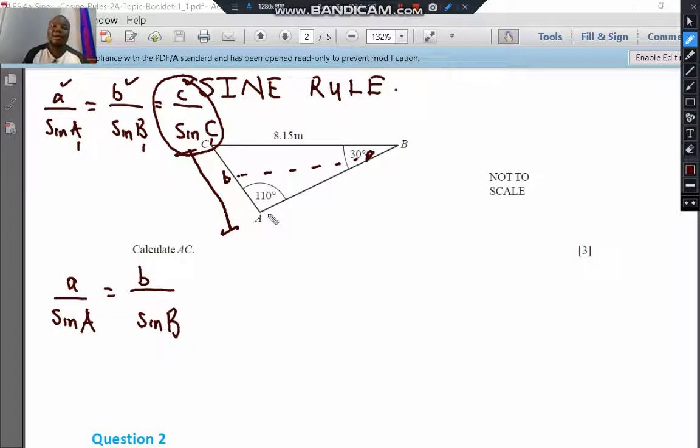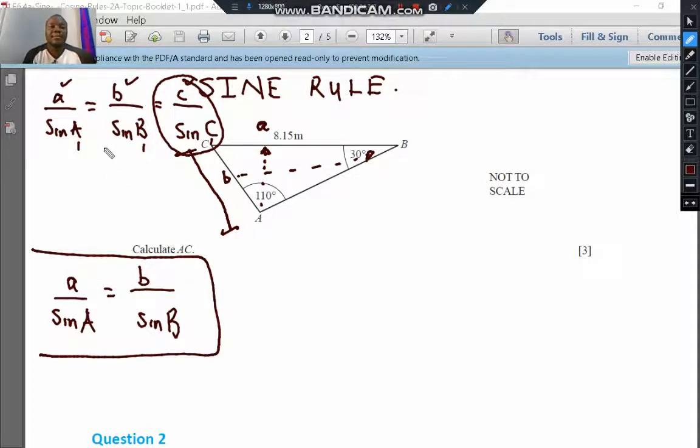And then if you look at 110 here, this is angle A, meaning the other side, which is opposite the angle A, would be our small a. Now how do we find AC, which in this case is our small b? We need to use the sine rule, which is this one here, coming from the one that is up there.